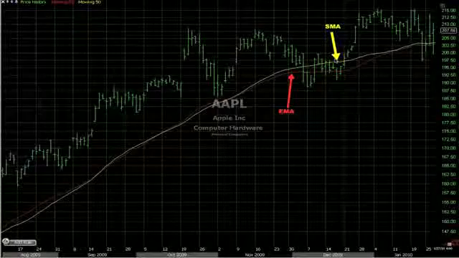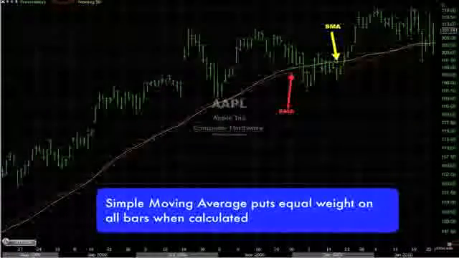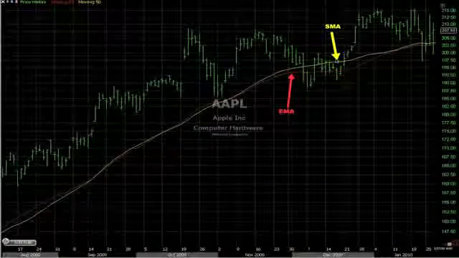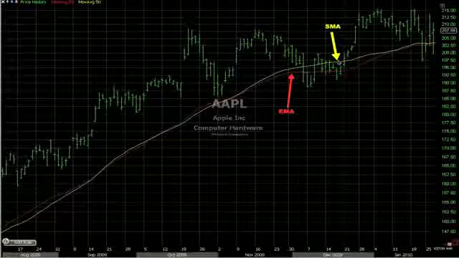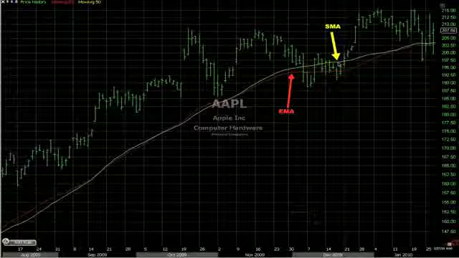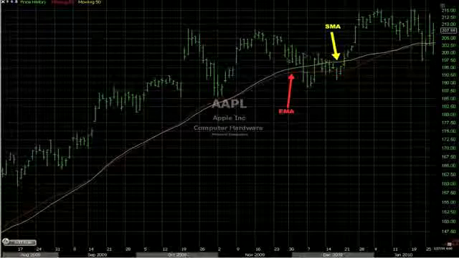Simple moving average is created by calculating the average price of a stock over a certain amount of bars. So a 20 simple moving average on a daily chart will show you the average price for the last 20 daily bars. So here we'll have the average price of the last 20 bars.